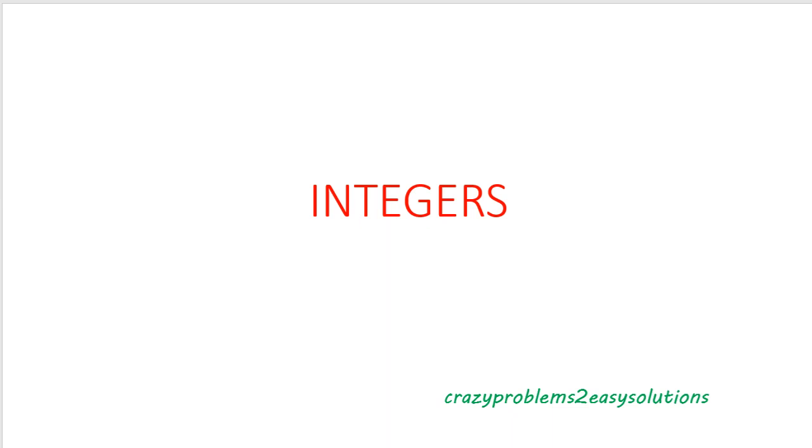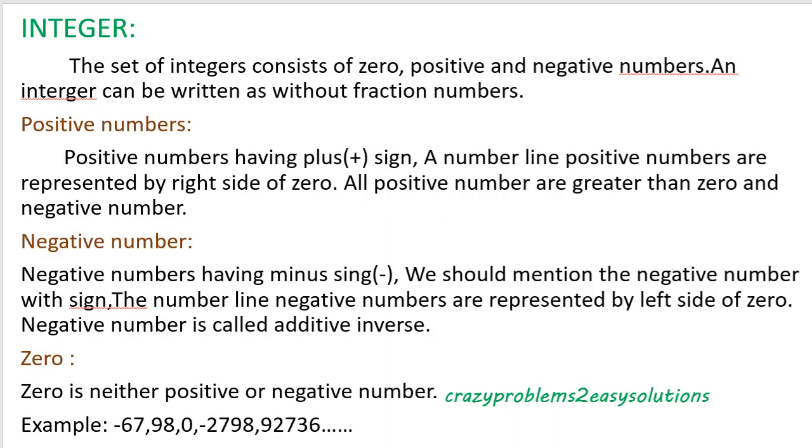Today we are going to see the topic of integers. So what is an integer? The set of integers consists of zero, positive numbers and negative numbers. That means the set includes positive numbers, negative numbers and zero. For example, minus 10, 0, 10, 2, and so on are called integer numbers.